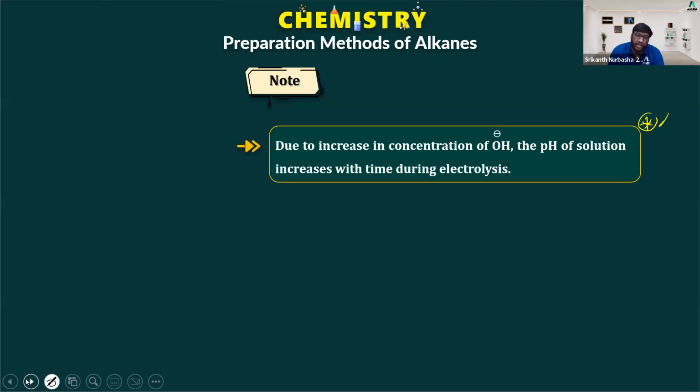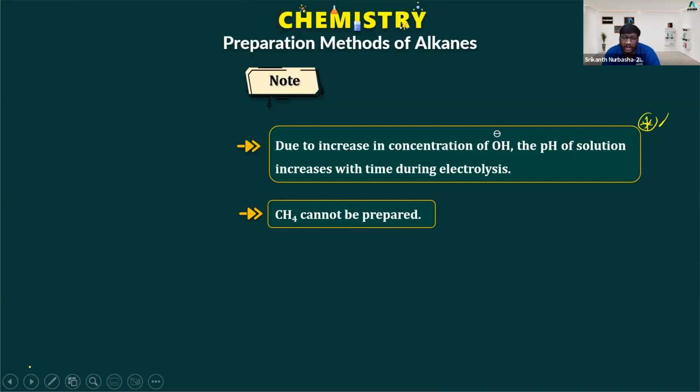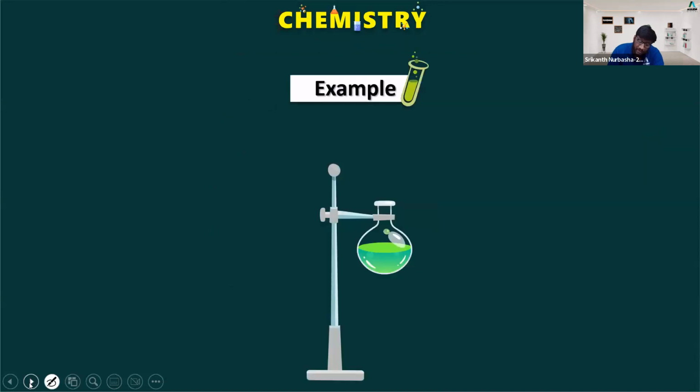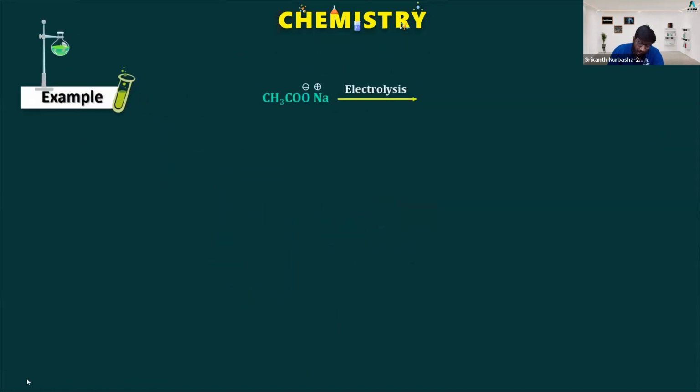And can we prepare methane by this method? Methane is the simplest alkane, but it cannot be prepared because two alkyl radicals have to combine. So the simplest alkane which can be prepared is ethane. H2 gas is released at the cathode and CO2 gas is released at the anode. The same points, right, students? Look at the examples, you'll get clarity.